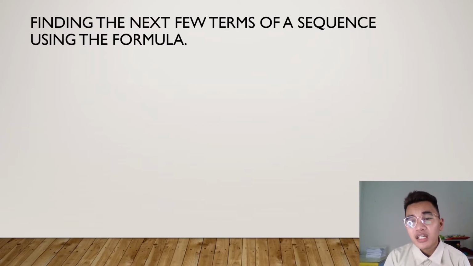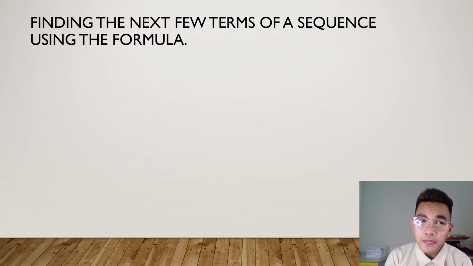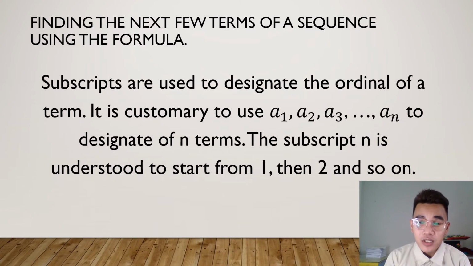So right now, in this activity, we are just going to provide you a formula, then you will find the terms. As I said last time, a sequence has terms. The terms are called the first term, second term, third term, and so on. The a sub n, as you notice in the formula, the n at the bottom is called a subscript.